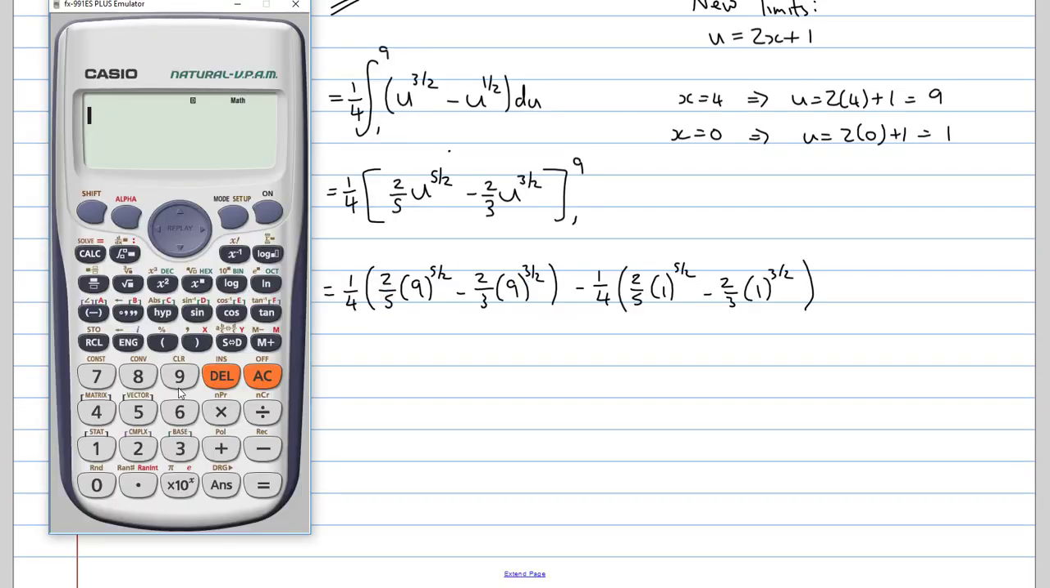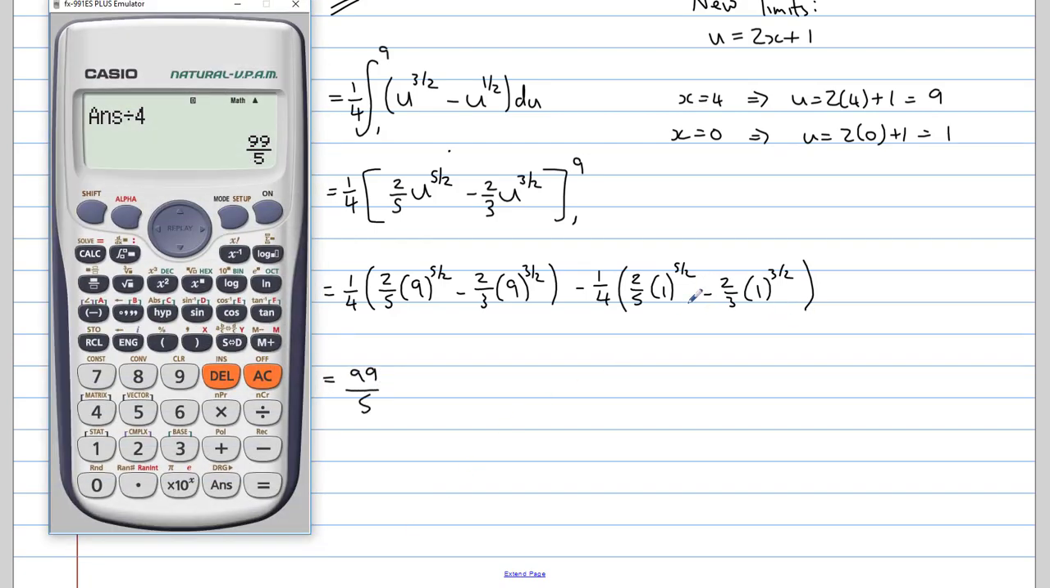So we'll break the calculation down into steps. So we'll do this bracket here first. We've got 2/5 multiplied by 9 to the power 5 over 2 minus 2/3 of 9 to the 3 over 2. That gives us 396 over 5. We'll do 1/4 of that at the same time. That gives us 99 over 5.